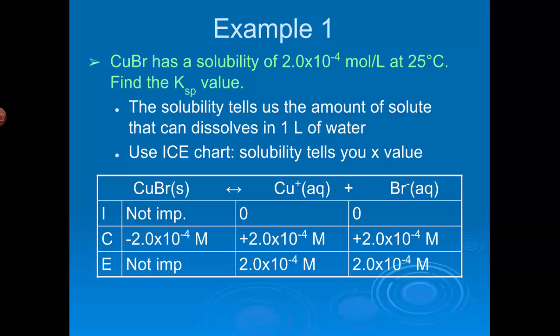So that's our change. It's negative on the solid side because that's being taken away, and it's positive for the Cu plus and the Br minus. It doesn't matter what the solid's concentration is or how much solid I have at equilibrium, but it does matter how much of the Cu plus and Br minus I have. I have 2.0 times 10 to the minus 4th of each of those because it's 1 mole to 1 mole to 1 mole. So our KSP value then is just going to be the product of those two, or 2.0 times 10 to the minus 4th squared, 4.0 times 10 to the minus 8. That's our KSP value.